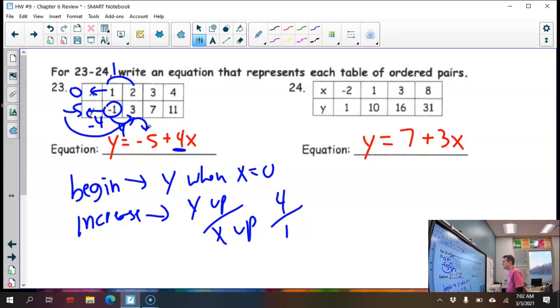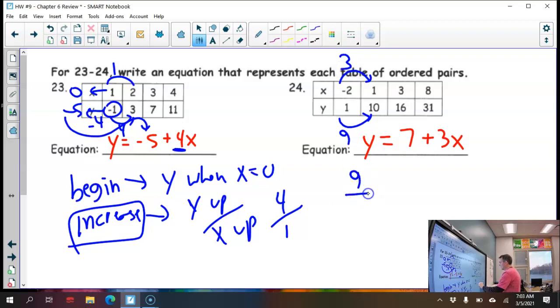We go to number 24. And in number 24, the first thing I'm going to figure out, again, is the amount of increase. So it looks like the y goes up 9 when the x goes up 3. So if the y is going up 9 for every 3 x's, how much does it go up for 1 x? And I get that, of course, by dividing. 9 divided by 3 is 3. The y is going up 3 for each x. And so that's why I have a 3 here in my equation.